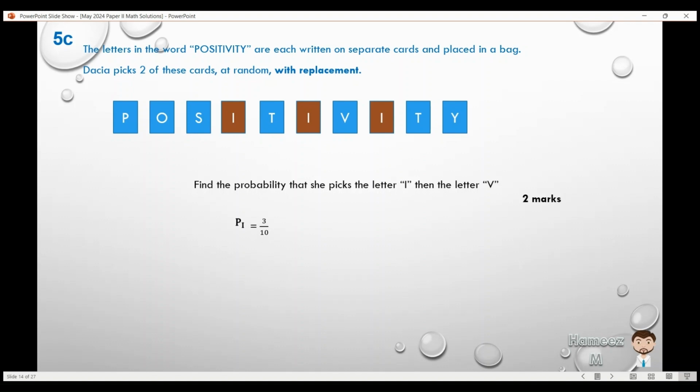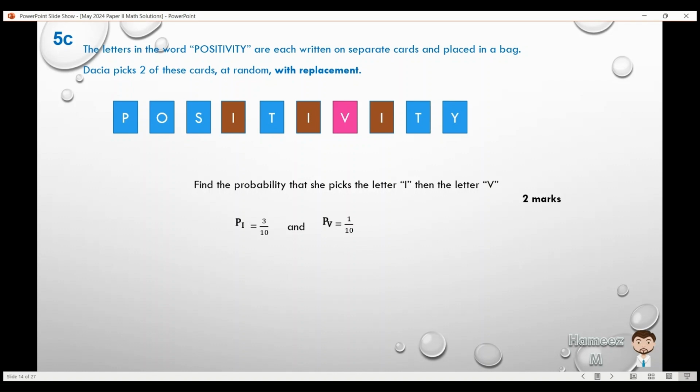And then she picked the letter V. So what's the probability of picking the letter V? Well, we have 1 V, you can see it changed up above, out of 10. Remember, because it's a replacement, even if we took out an I, we'll be replacing it with another I. So it'll still be out of 10. If we took out the V, we'll replace it with another V.